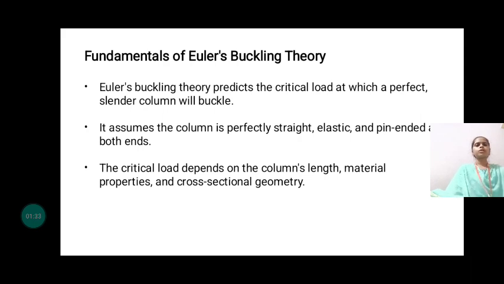Fundamentals of Euler's buckling theory. Euler's buckling theory predicts the critical load at which a perfect cylinder column will buckle. It assumes the column is perfectly straight, elastic, and pin-ended at both ends. The critical load depends on the column's length, material properties, and cross-sectional geometry.